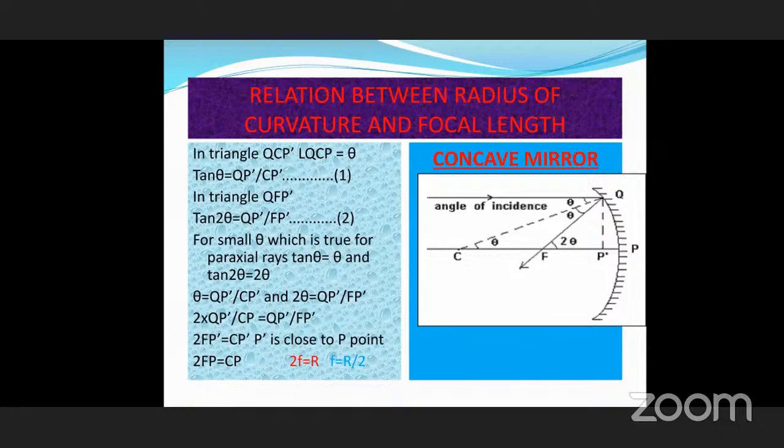That's why which triangle to take matters. Once you practice drawing the diagram, the ray diagram is very, very important. Without this diagram, you cannot write all these: QCP dash, angle QCP, tan theta. How can you write all this?